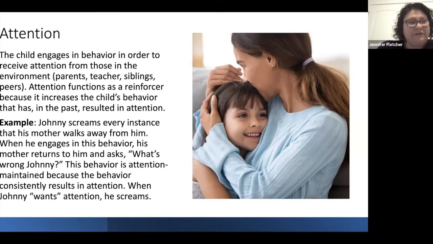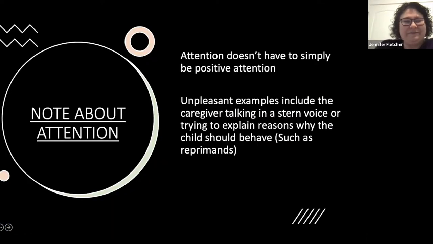So for example, Johnny screams every instance that his mother walks away from him. When he engages in this behavior, his mother returns to him and asks, "What's wrong, Johnny?" This behavior is attention maintained because the behavior constantly results in attention. So whenever Johnny wants attention, he's learned, "I'm going to scream." And kids get really good with all these different functions. If it works really well, they may say something, may do a little whine. But eventually, if it gets reinforced enough, they may instantly go straight to whatever that extreme behavior is in order to get it, because they know it works fast.